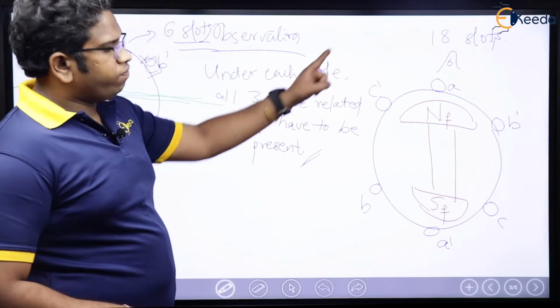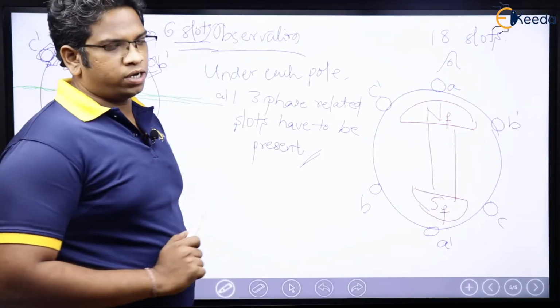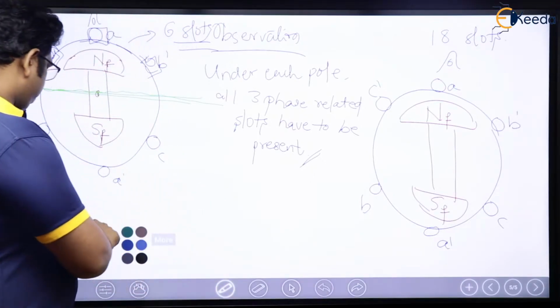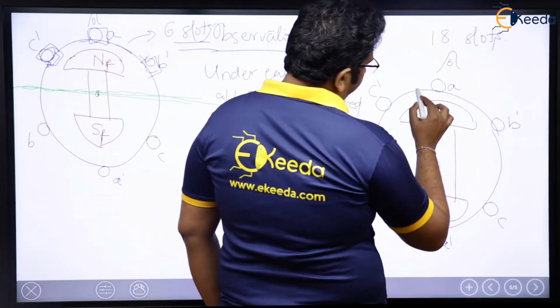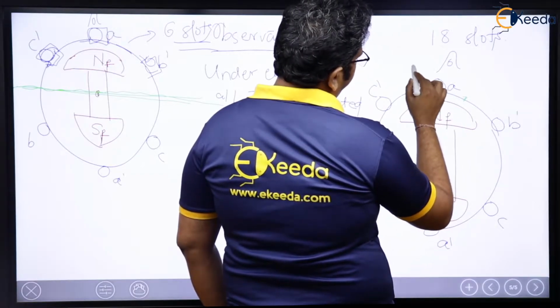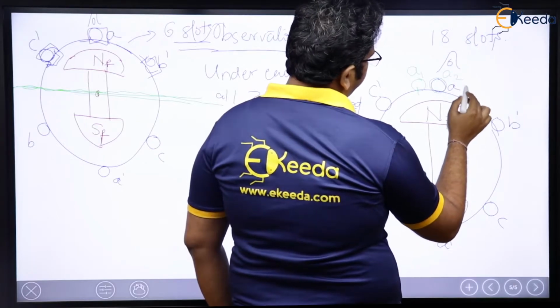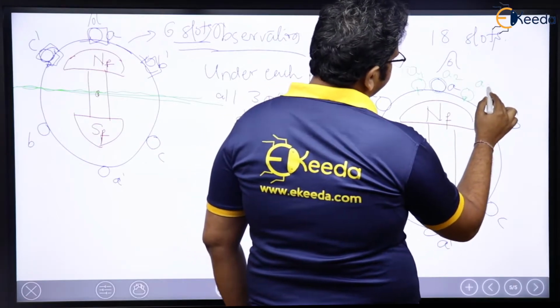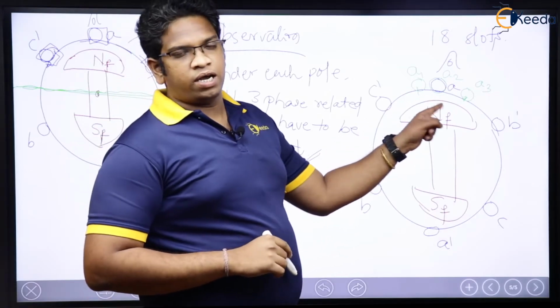Now, if I have 18 slots, rather than these 6 slots, what does that mean? That means that I will have 2 more conductors here. Means I will have here A1, this is going to be now A2 and this is going to be now A3. For 1, if you see, I will have 3.